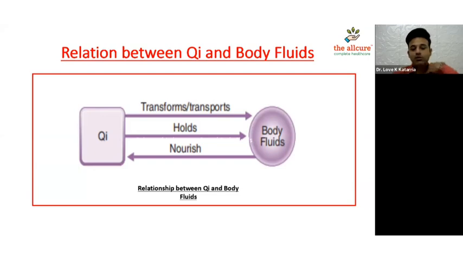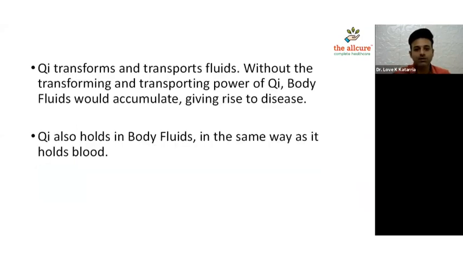Or the spleen is not able to hold it, and that is why the leukorrhea is happening. This could be one of the reasons. Now, in turn, body fluids nourish the chi, but that is not a very significant function. So chi transforms and transports fluids. Without the transforming and transporting power of chi, body fluids would accumulate and give rise to disease.